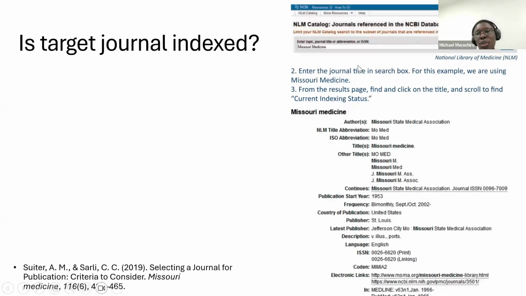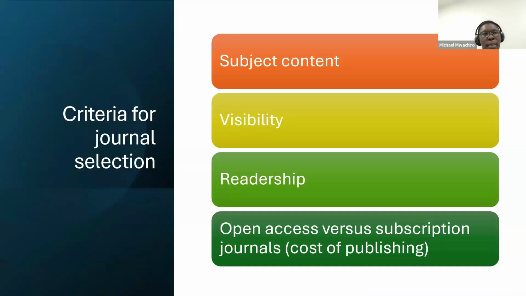So you can search in the National Library of Medicine. For example, this is from the paper by Suter et al. They used Missouri Medicine as the journal, then searched, clicked on current indexing status, and it lists when it was published, the frequency, since which year, and where it is located. The legitimate journals actually have a very good listing of the information that is needed.